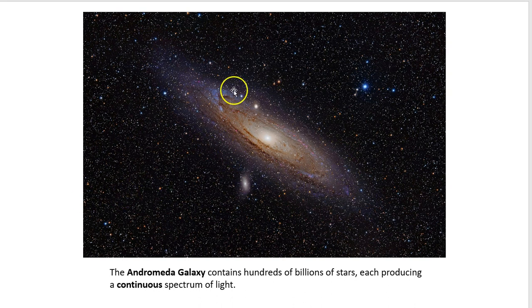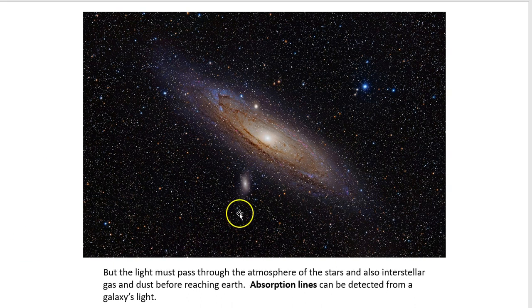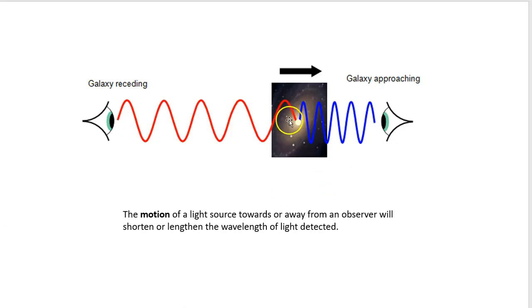We know that galaxies are composed of stars, and each of those stars will be producing a continuous spectrum of light. But the light must pass through the atmospheres of the stars and also all the interstellar gas and dust before reaching Earth. So the light from galaxies like the Andromeda Galaxy will have absorption lines. Now we know if a light source is moving away from us, the light will be redshifted. If our eye were here and the light source is moving to the right, then the light coming from that object will be stretched and so be redshifted. If the light source is moving towards us, so this eye over here, the light will be blue shifted.